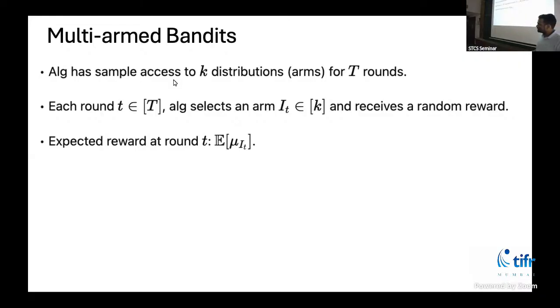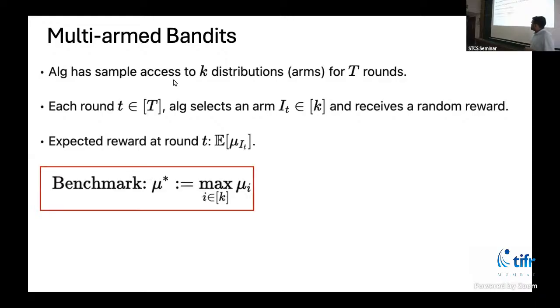I'm mentioning that our goal will be, after these capital T rounds of interactions, to find the best arm. The benchmark is defined like this: the best arm, the arm which has the highest expected reward, the highest mu. The highest value of the expected reward is mu star, which is the maximum of the means. The goal will be to somehow find the arm I which has the highest mu.